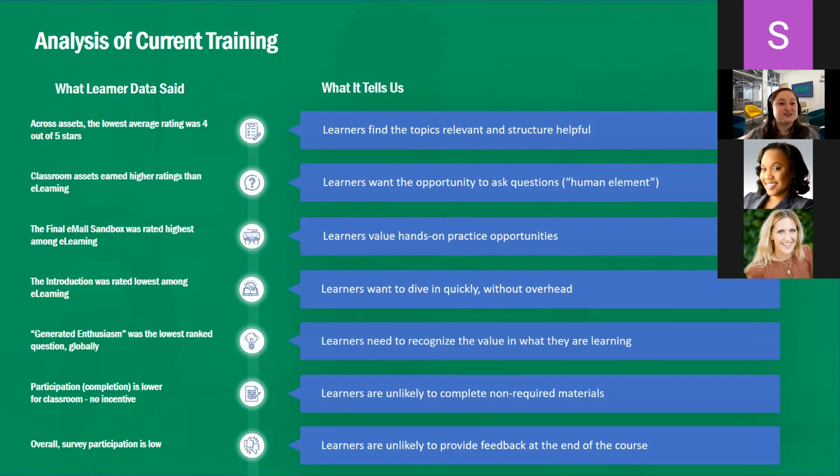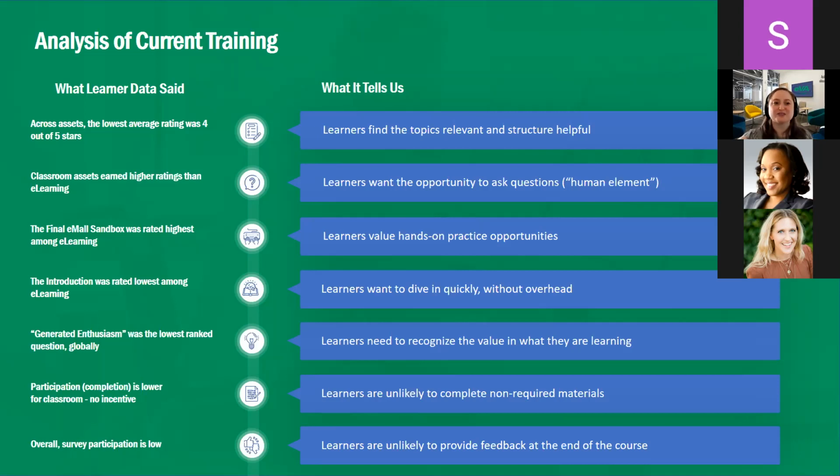Next up, classroom assets earned higher ratings than e-learning. This isn't all too surprising. We know, if anything, this reinforces that learners do seek out that human element. They want the opportunity to ask questions, to discuss with their colleagues. Even if it's not a formal question, it can just be a quick sanity check saying, this is how I'm doing it. Have you been doing it this way? Is there a faster way to do this? Is this the right approach? Is there something more efficient? How do you save this? Even just little tiny questions help people sync up and build that confidence that they are doing things in the most valuable way possible.